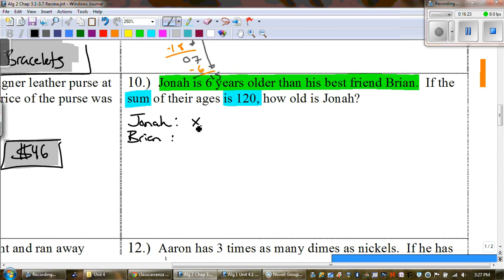Remember, we automatically want to throw X's on those guys. So if Jonah is 6 years older, that means Jonah is X plus 6. And then we take those two things and set them equal to 120. So the solving part, you guys are all on your own. Go ahead and pause the video and good luck.